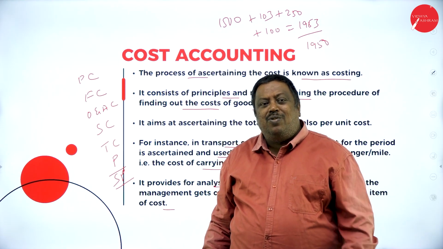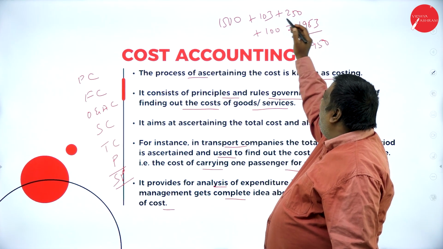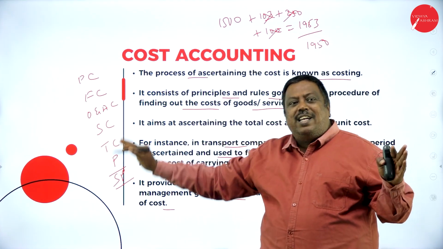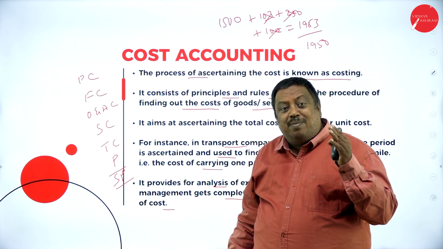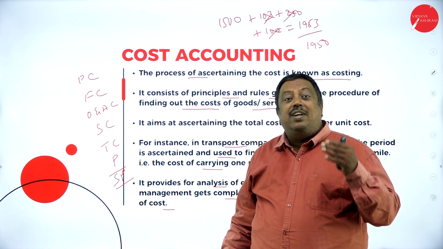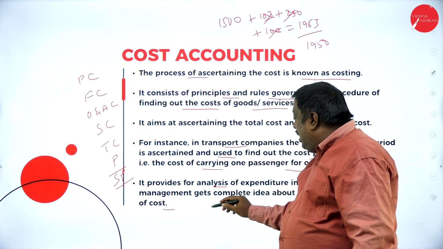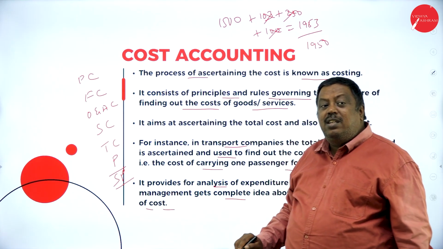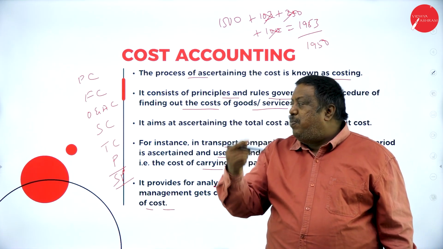But for a common person, what does he say? Leave this one, leave this one, leave this one. What is the cost? 1,500. But if you're a business person, you think in a different way. You never leave even the smallest amount of cost which has been incurred to acquire that product.